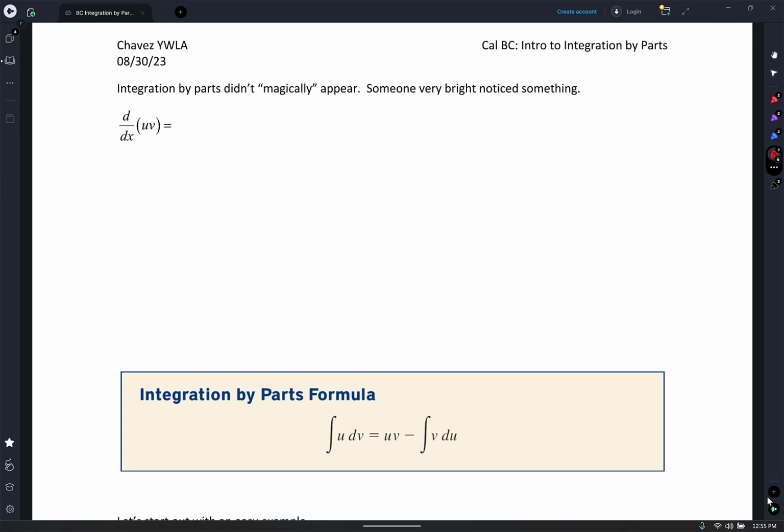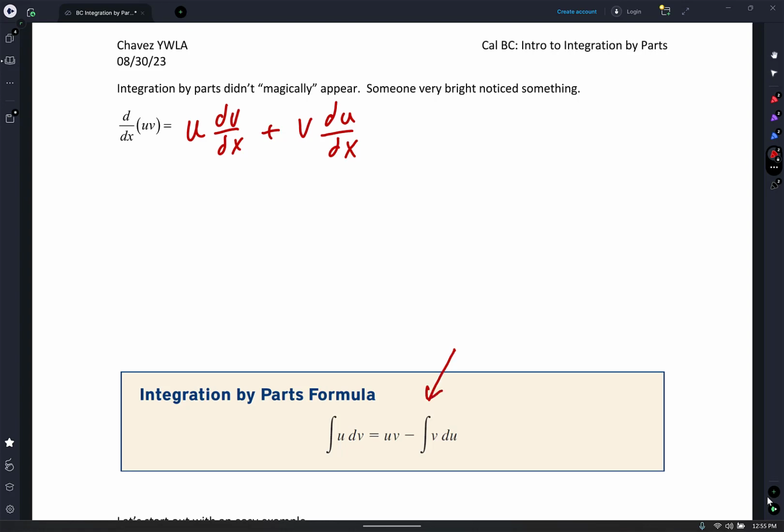So I have u times v, so what is the product rule? First times the derivative of the second plus second times the derivative of the first. Do that first, guys. All right, so now I'm looking at the integration by parts formula down here, so I can see what it is.